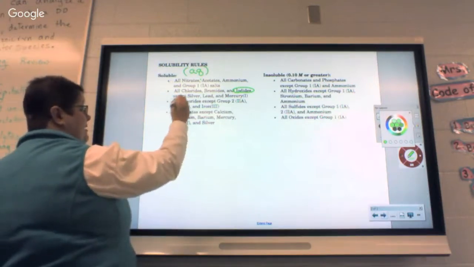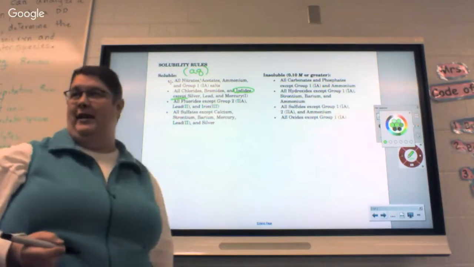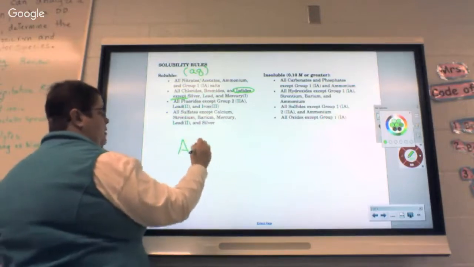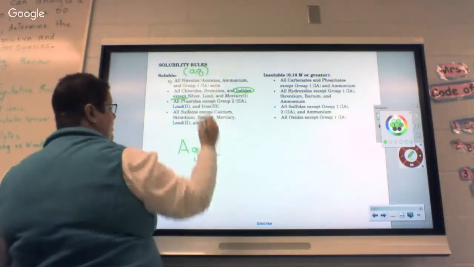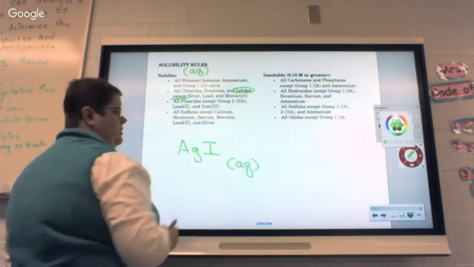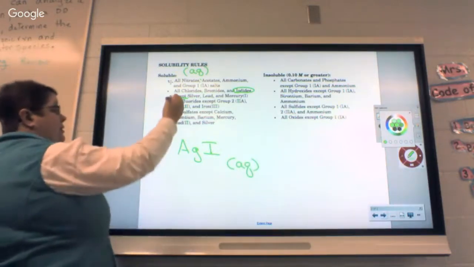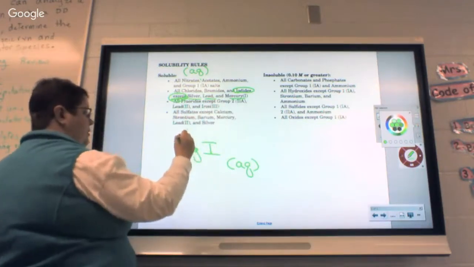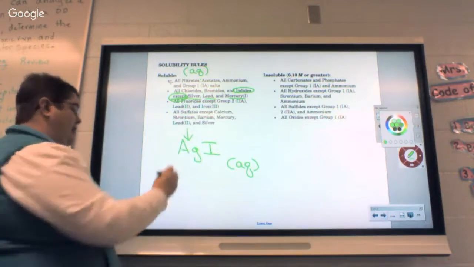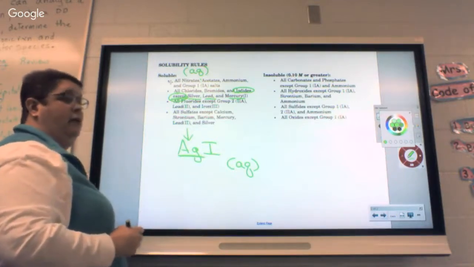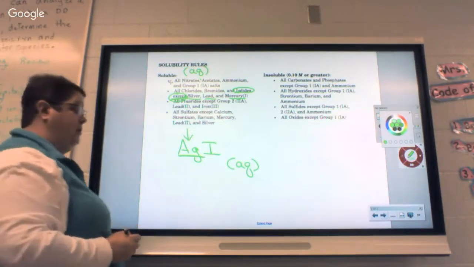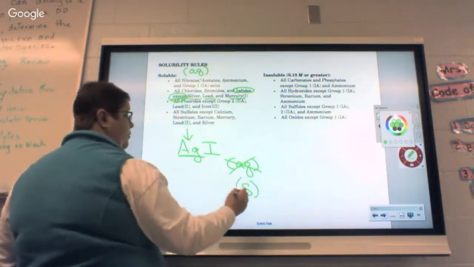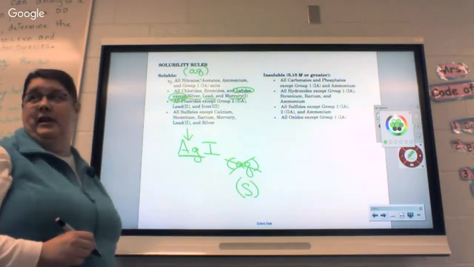But this time, it says except. So, what do we look at for the exception? The first element. So, we had AgI, right? So, because it says iodide, soluble, we put AQ because it's under soluble, right? Now we check the exception. The exception says silver, lead, and mercury. This is where we look for the exception. Is this silver, lead, or mercury? So it's the exception. So if it's the exception, we change the AQ and we make it what? We make it a solid. The AgI is a solid.